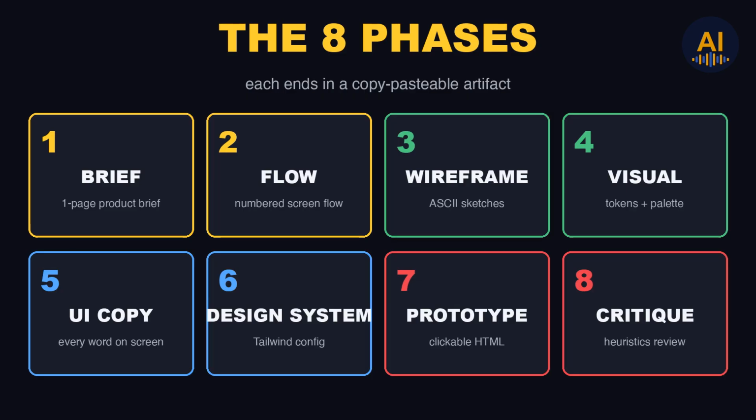Brief, flow, wireframe, visual direction, UI copy, design system, prototype, critique. Each phase ends in a copy-pastable artifact: a markdown brief, a numbered flow, an ASCII sketch, a token list, a Tailwind config, an HTML prototype. You don't need Figma for the first 6. You need a text editor, Claude, and the discipline to finish one phase before you start the next.